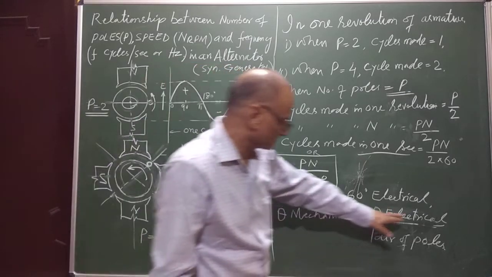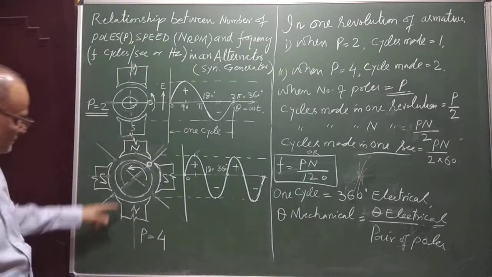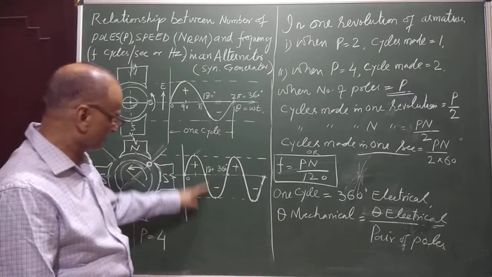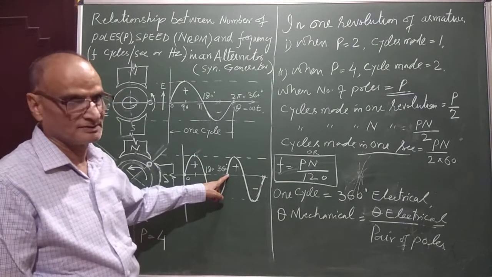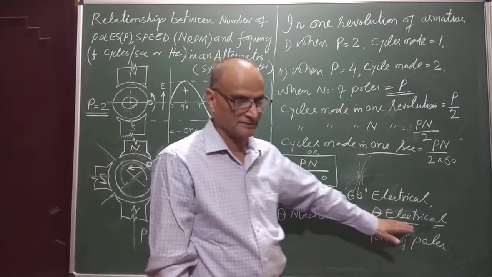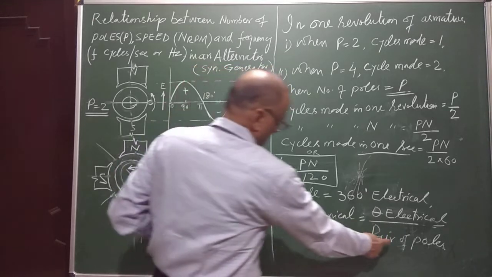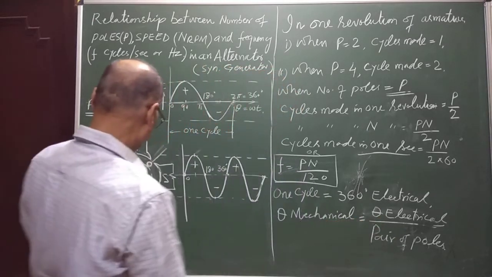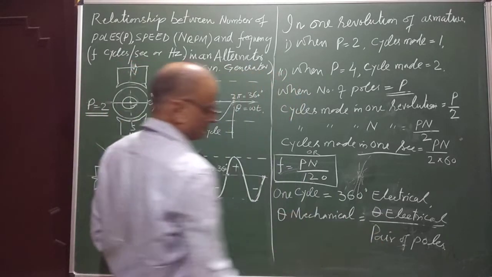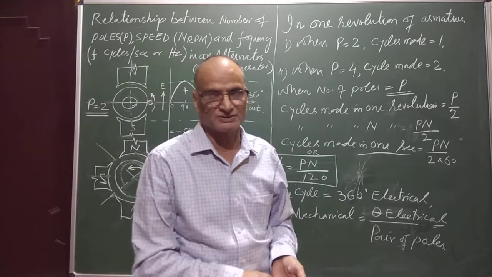So there is a relation between mechanical degree and electrical degree. Mechanical degree is equal to electrical degree divided by pair of poles. Meaning in a 4-pole machine, mechanically it has moved 180 degrees, but electrically one cycle is completed, that is 360 degrees. So mechanical degree is theta electrical divided by pair of poles. If pair of poles is 1, both are equal. In this case, pair of poles is 2, so theta electrical divided by 2 is theta mechanical. So next, we'll discuss some windings, armature windings.